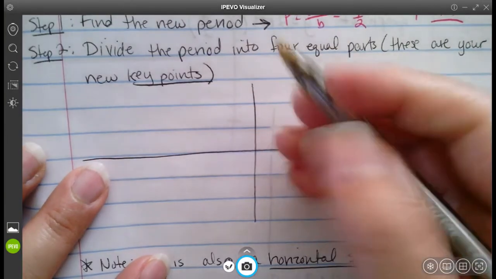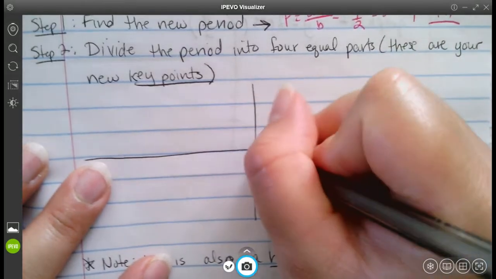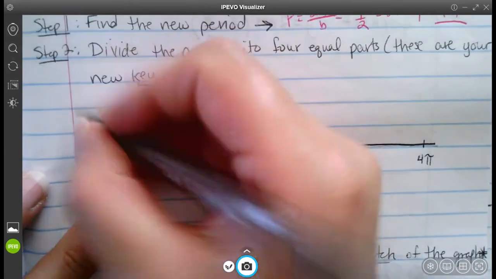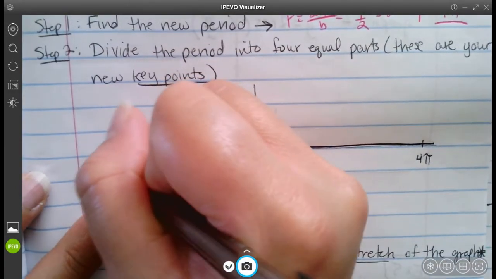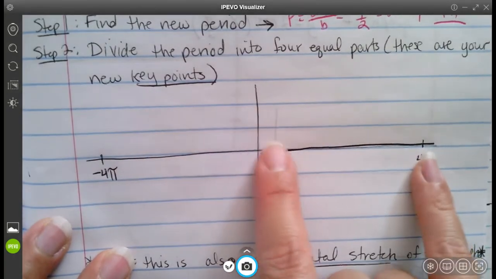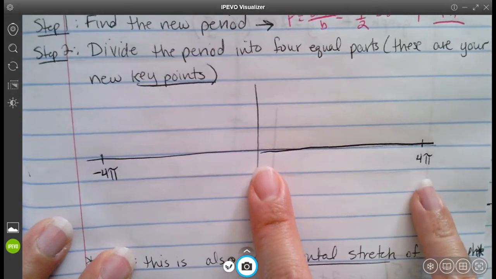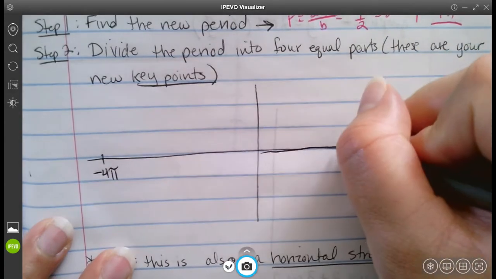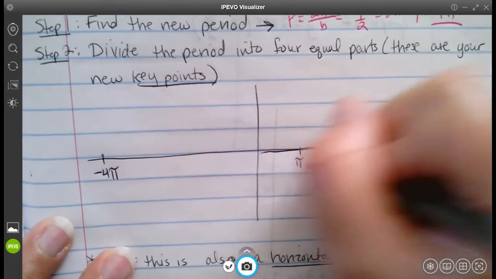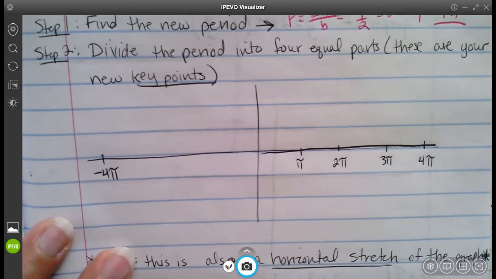So what I'm going to start off with here is I'm going to label my 4 pi. Since I know that 4 pi is the period, this is the number that I have to work with. So there's 4 pi, there's negative 4 pi. And since I have to divide this in, I'll do this side first and I'll transfer it over to the negative side. So 4 pi is kind of easy to divide into 4 equal parts because, well, it's already in 4, right? So we have 2 pi, 1 pi, and 3 pi. And there are our 4 equal parts.